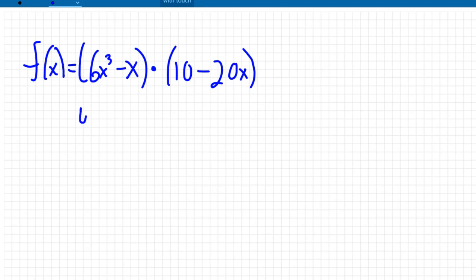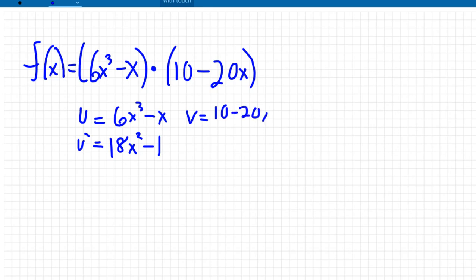All right, so we have our u, in this case, 6x cubed minus x. Our u prime, so we do the derivative of 6x cubed. We get 18x squared minus the derivative of x, which is just 1. Then we have our v, which is 10 minus 20x. We have our v prime. So the derivative of a constant is 0. Derivative of 20x is just 20. So our v prime equals negative 20.